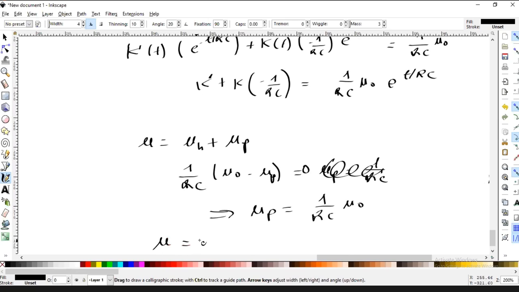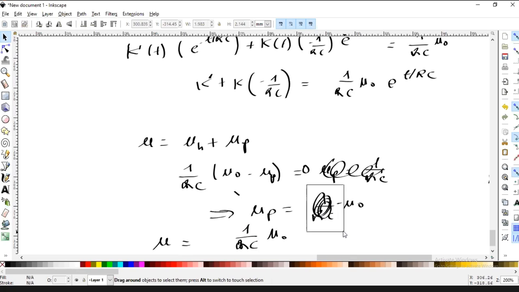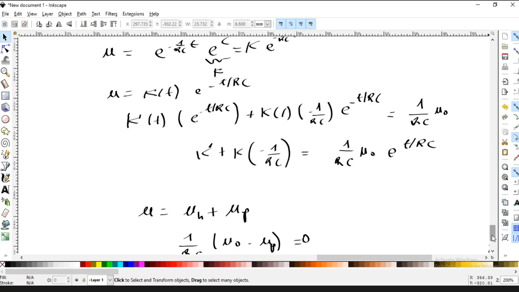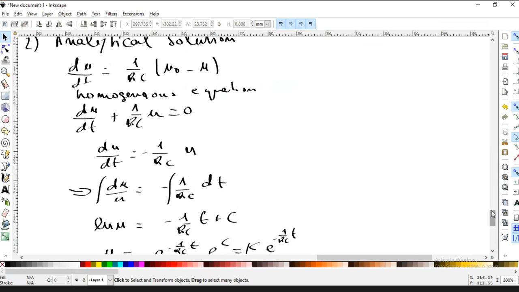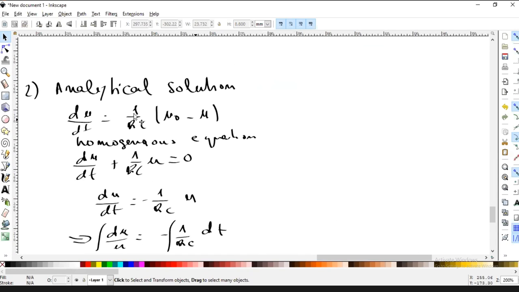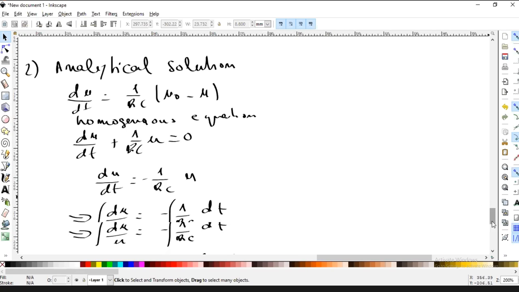Sorry, what I did here. It is UP equals u0 here. Sorry for that. Because what I did is replace UP in this equation, and when you replace, here you get 0, so you get 1 over RC times u0 minus UP equals 0, so UP equals u0.